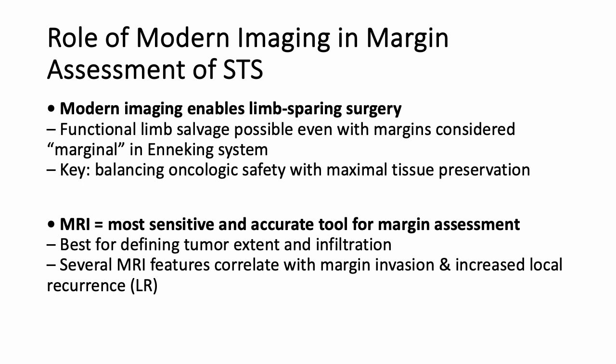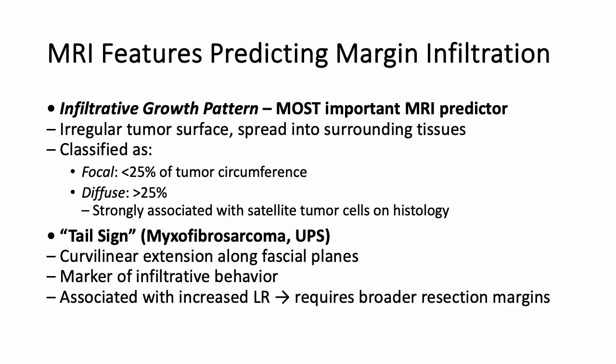So this is a given: MRI is the most sensitive and accurate tool for margin assessment. It is best for defining tumor extent and infiltration. This we should always keep in mind, that there are several MRI features that correlate with margin invasion and local recurrence. There can be homogeneity or heterogeneity of the tissue, angiogenesis, peritumoral invasion, peritumoral enhancement, peritumoral swelling. These all correlate to the aggressiveness or invasiveness of the tissue.